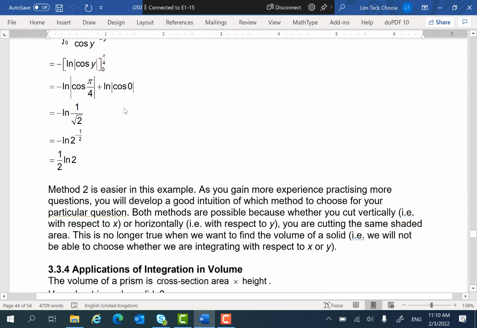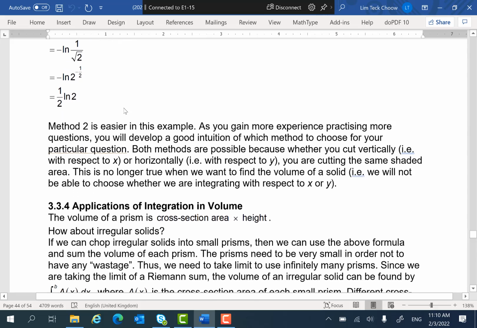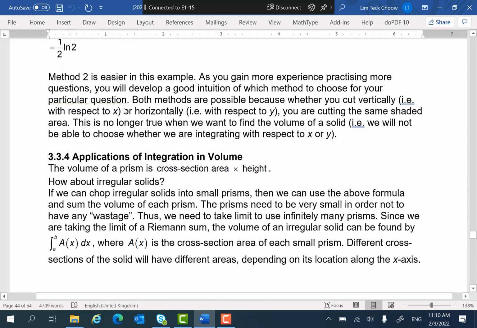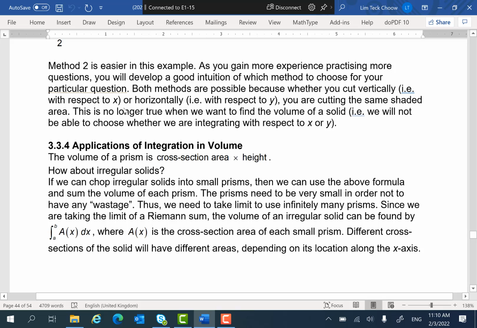So in this question, the easier method, method 2, is done when you do it in the other direction. Let me ask you, have you all used integration to find volume? Of course, you all learned how to find volume. I asked a silly question. Let me rephrase it: you have used integration to find volume before, right?